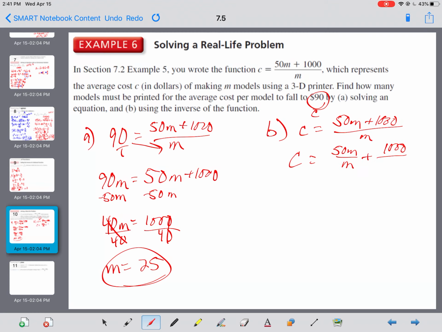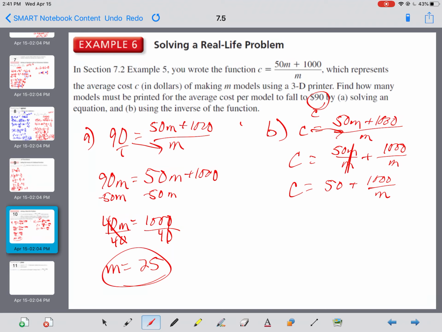So let's separate the fraction part into two pieces first. So C equals 50M over M plus 1,000 over M. Now, the M goes bye-bye here. C equals 50 plus 1,000 over M. Now we just want to get rid of all of those bad boys.